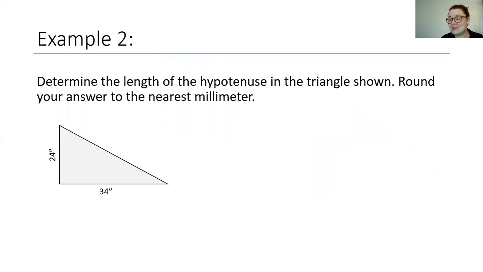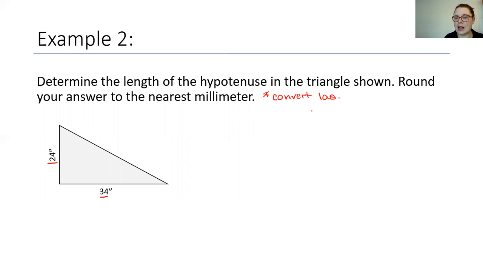All right, now to get away from ratios and actually using the formula, I'm going to write down the formula every time we do the calculations with it, simply because I want you to memorize it. So in this question, determine the length of the hypotenuse in the triangle shown. Round your answer to the nearest millimeter. So the first thing I notice is we're going to need a conversion. We have 24 inches and 34 inches, but let's convert at the end. Okay, so we'll make a note to convert last.